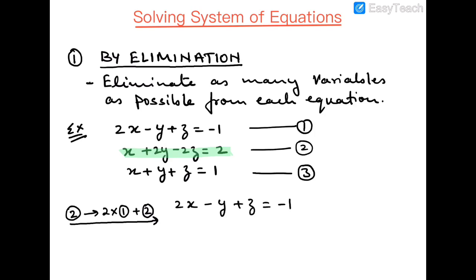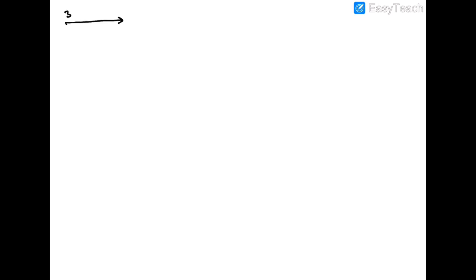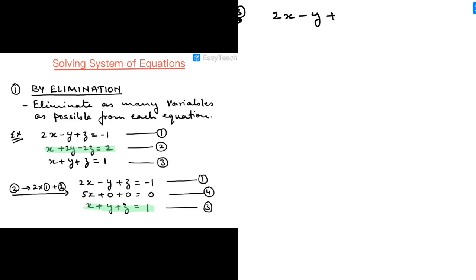So 2x minus y plus z is equal to minus 1. Equation 2 will be 5x plus 0 is equal to 0, and it is equation 4 now. And x plus y plus z is equal to 1, that is equation 3. So now we can make zeros in equation number 3. So let's replace it with equation number 1 plus equation number 3, and we will get 2x minus y plus z is equal to minus 1, 5x is equal to 0, and 3x plus 0 plus 2z is equal to 0.